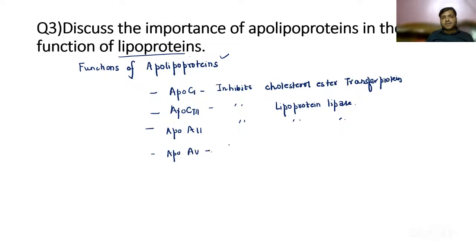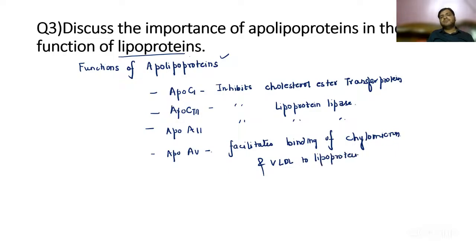ApoA5. What does it do? It facilitates binding of chylomicron and VLDL to lipoprotein lipase. Then ApoC2, remember, activates the lipoprotein lipase.